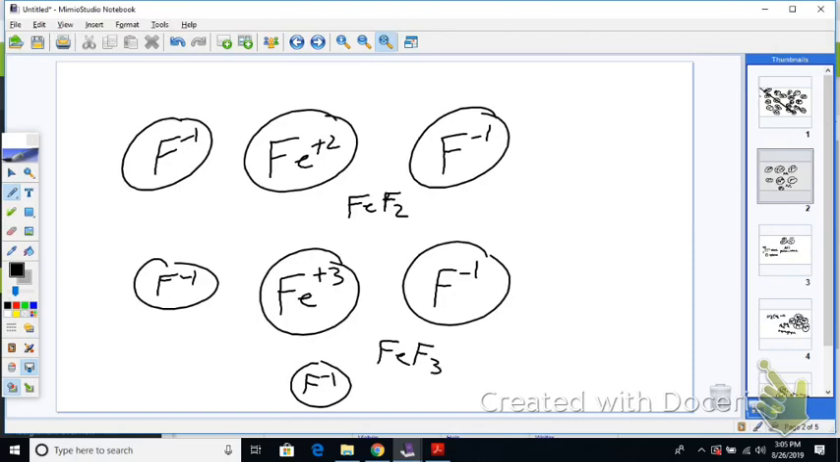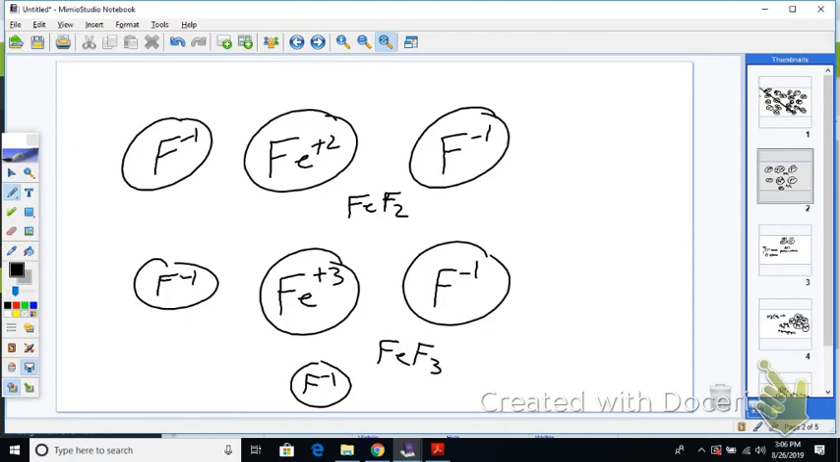So if we weren't thinking, we would say those would be both iron fluoride. But how do we differentiate between them? Because they're two different compounds with different properties. So how do you differentiate between these two irons? What do you have to use?